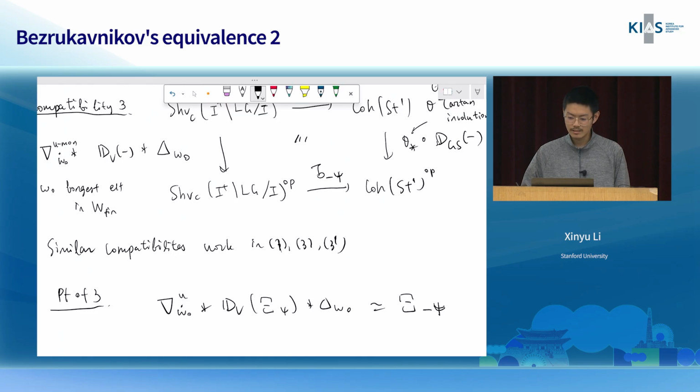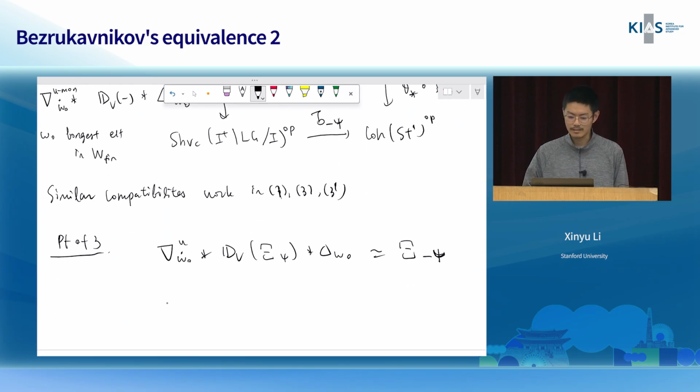And for this, it's better to use another construction of the tilting object. So there is a certain nearby cycle construction of the big tilting object. And then you use Gaitsgory's theorem that nearby cycle commutes with duality.